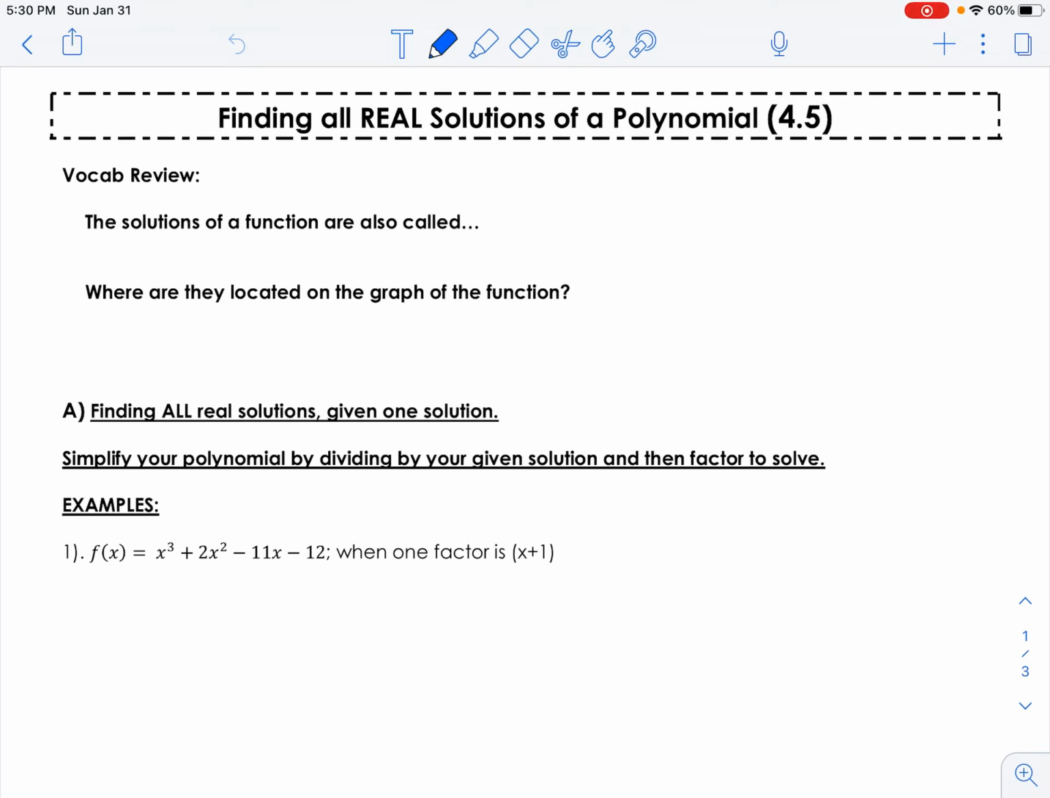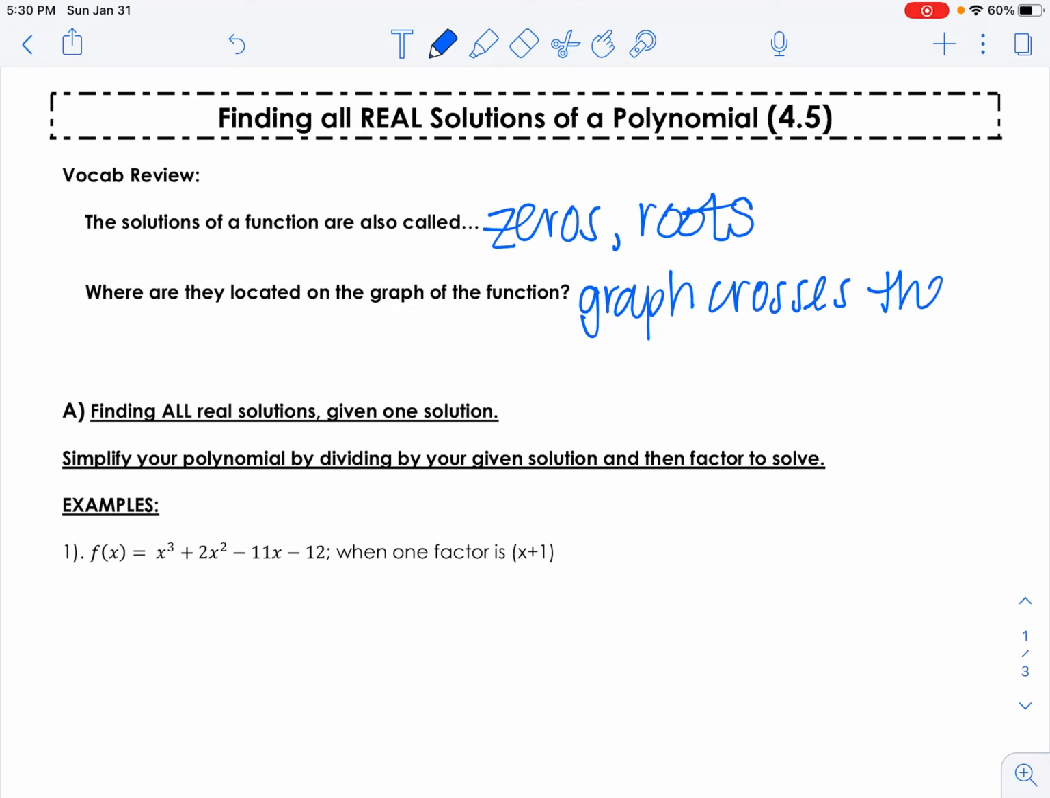So if I say the solutions of a function, I could also call them our zeros, our roots, and really those are the three that I can think of. So solutions are also called zeros and roots. Where are they located on the graph of the function? They are located where the graph crosses the x-axis.